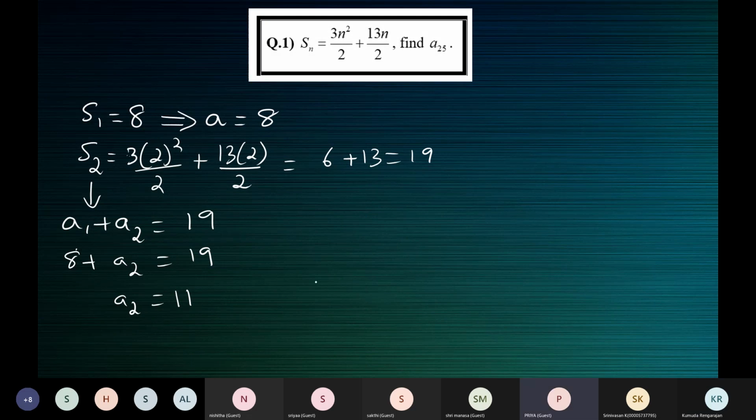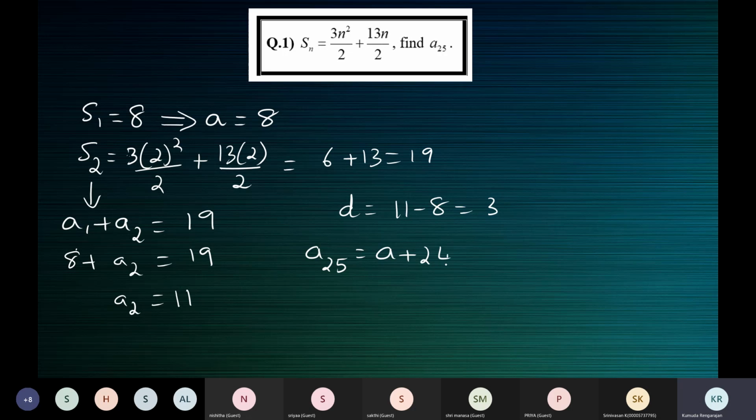We should find the common difference, ma'am. Perfect. What is D? A2 minus A1. 11 minus 8, 3. Now how do we find A25? A plus 24 D, ma'am. Work this and tell me, children.